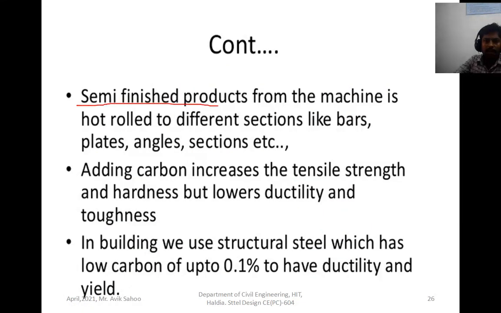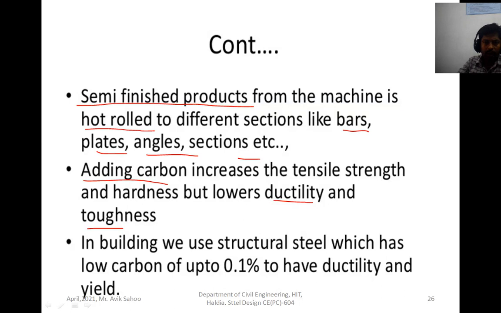Now semi-finished products from the machine are hot rolled to different sections like bars, plates, angles, sections, etc. Again we add carbon to increase the tensile strength and hardness. So the ductility and toughness, these two properties are very important in steel. These two properties basically depend on the percentage of carbon added in iron.